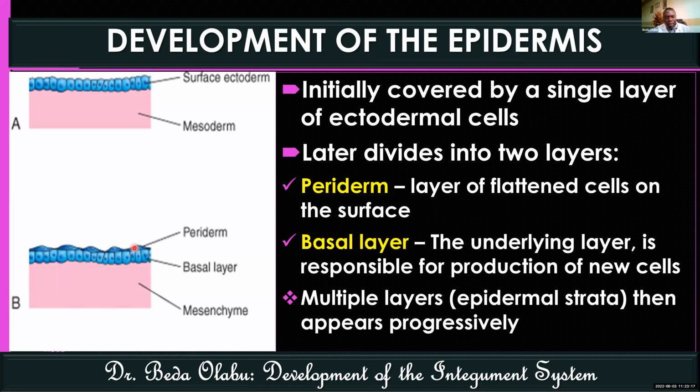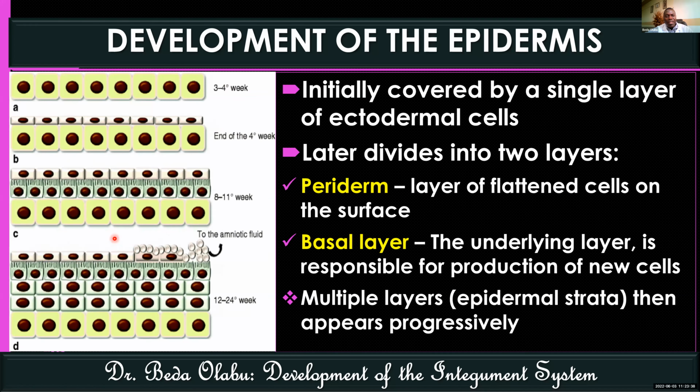As time goes by, multiple layers appear because of the mitotic activity of the basal layer. The cells which have been formed from the basal layer migrate to more superficial regions. And so with time, multiple layers will appear on the epidermis, and that explains why the epidermis becomes stratified. So even as we look at this in the early, maybe the 3rd to the 4th week, we only have one layer. At the end of the 4th week, we have already two layers, the periderm and the basal layer.